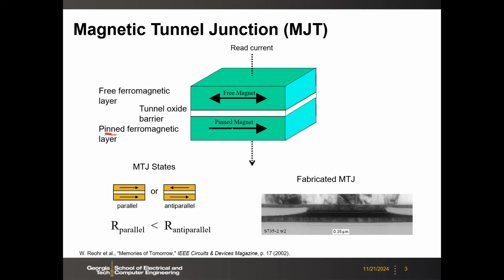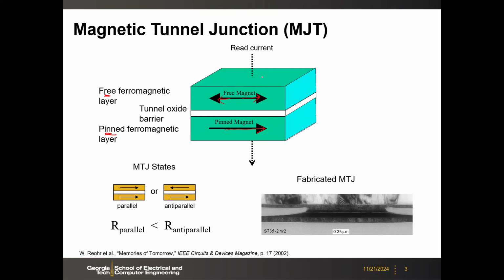ferromagnetic layer, where the magnetization direction is fixed. So in this example, it's always pointing to the right. And then the top layer is called the free magnetic layer. That means the magnetization direction could be switched between the left and the right-hand side. So here you can think those are two little magnets, right? You have the North Pole, South Pole.